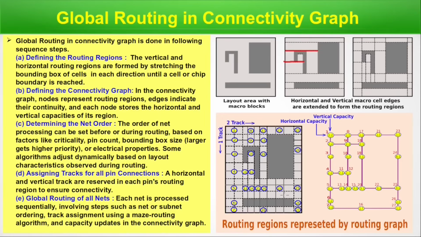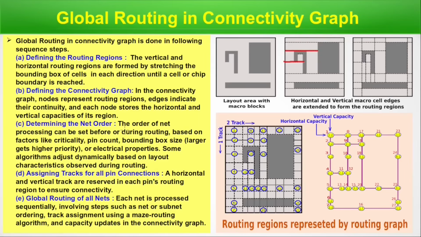Now the routing region is represented by a routing graph. So this is the defined one, the same design, the same layout actually, and now it's converted into a graph where vertical capacity and horizontal capacity are mentioned with the nodes. So each node stores the horizontal and vertical capacities of its region. So this way it's represented as a routing graph.